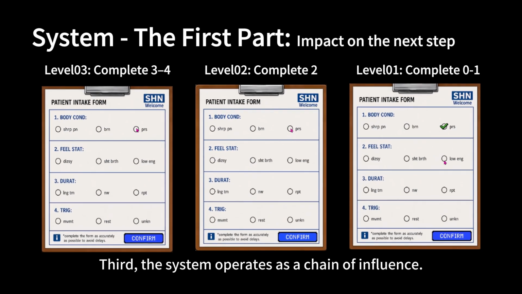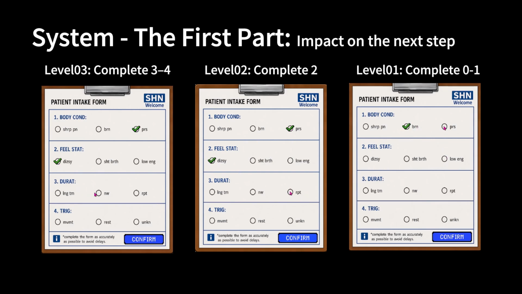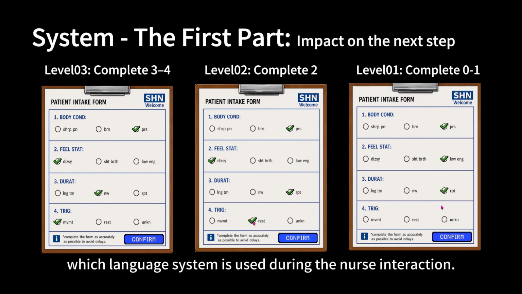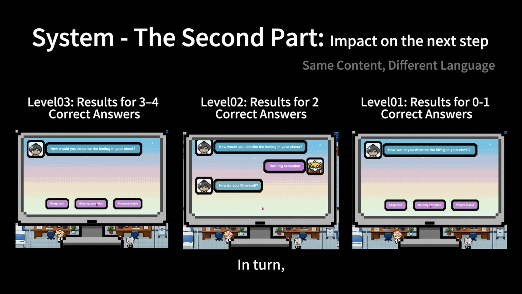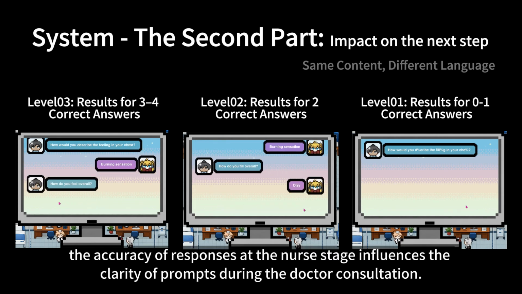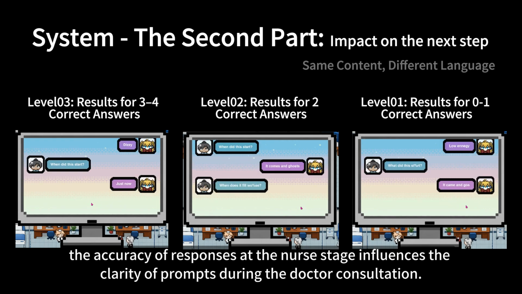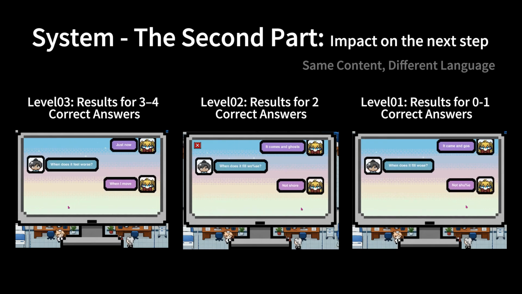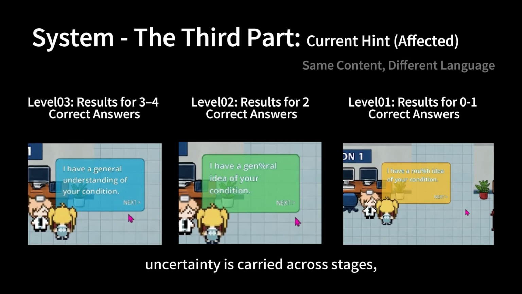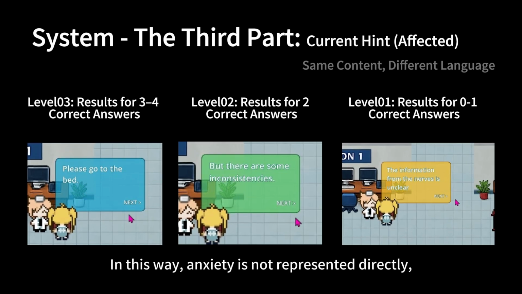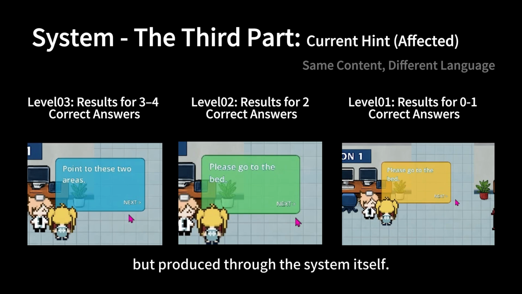Third, the system operates as a chain of influence. The number of errors made during the check-in stage affects which language system is used during the nurse interaction. In turn, the accuracy of responses at the nurse stage influences the clarity of prompts during the doctor consultation. Through these mechanisms, uncertainty is carried across stages, shaping how the player responds. In this way, anxiety is not represented directly, but produced through the system itself.